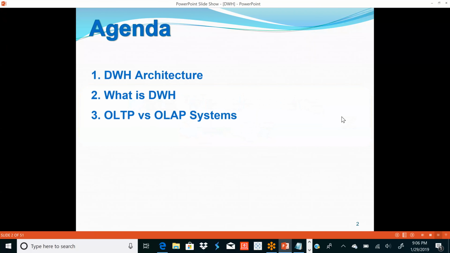So this will be today's agenda. Let's see whatever we can complete in the next 15 minutes; if not, we'll continue into tomorrow's session. First we'll talk about data warehousing architecture in detail and the different components in it, then try to understand what a data warehouse is. And at last, we'll see what the OLTP and OLAP systems are, and why we need those two databases in a real-time world.